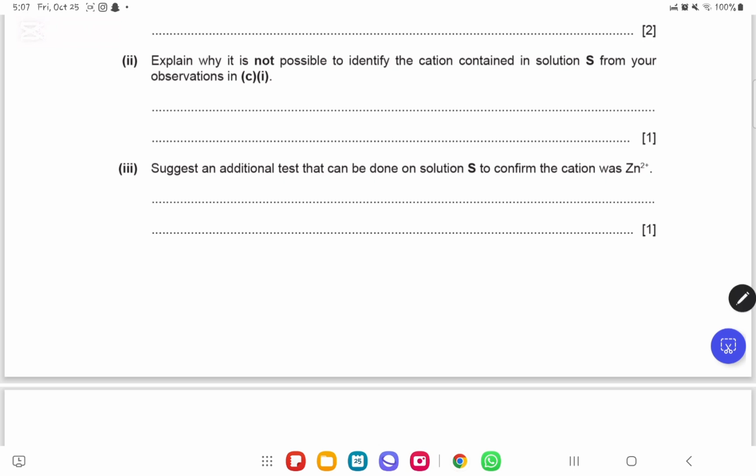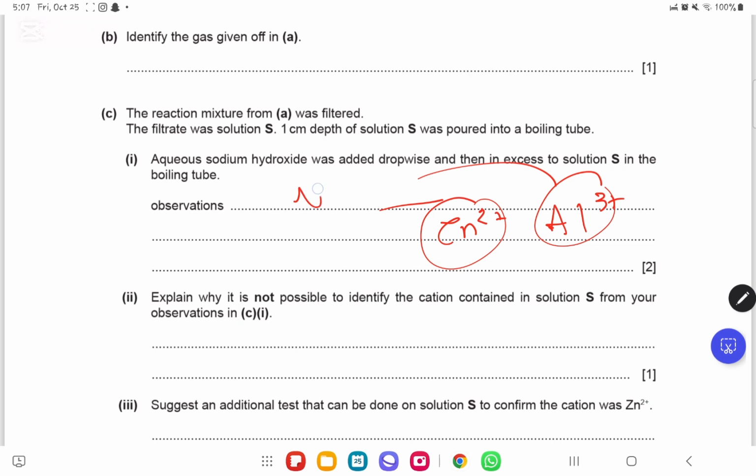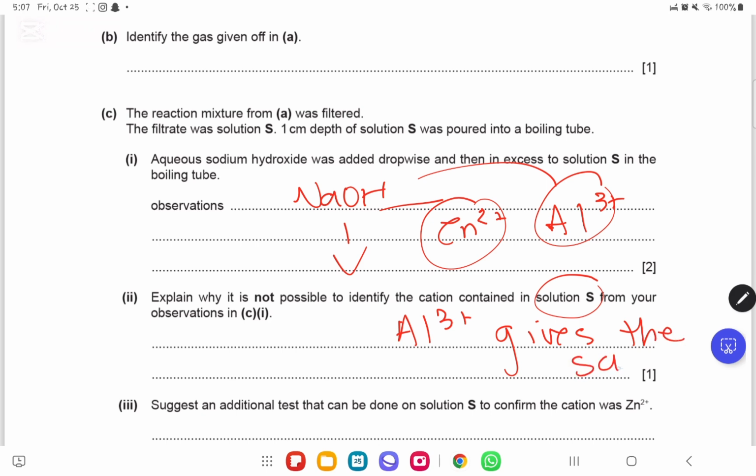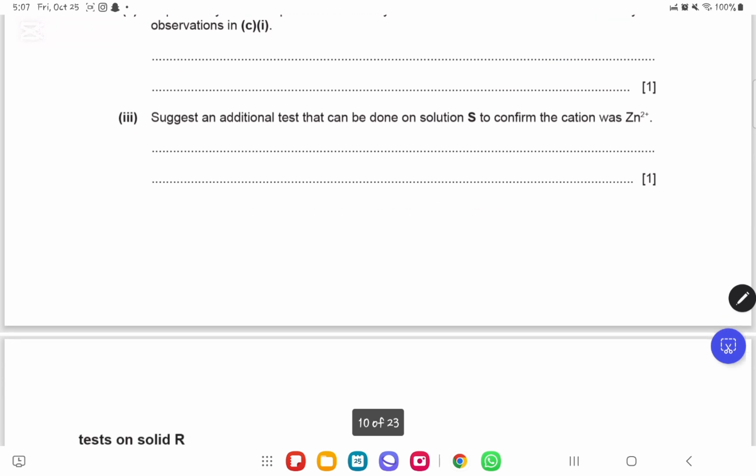Well, if you remember, we have what? We have Zn2+ and Al3+. You put them both in NaOH and they give you the very same result. So it's not possible to identify the cation obtained in solution S, because aluminium, or Al3+, gives the same result. Alright, part 3, suggest an additional test that can be done on solution S to confirm the cation was Zn2+.